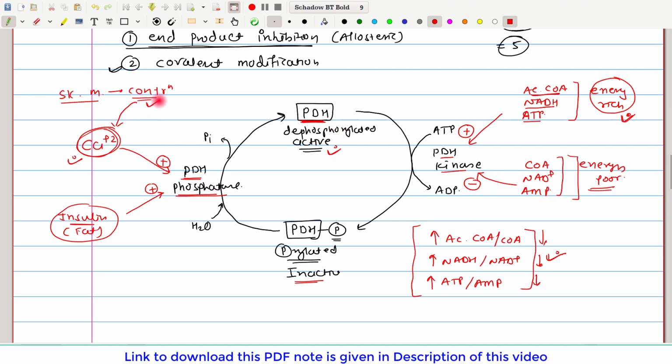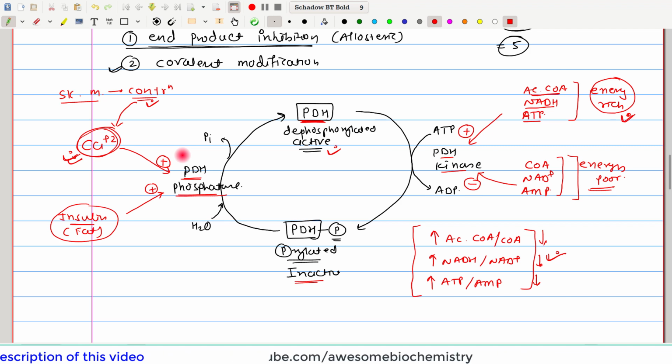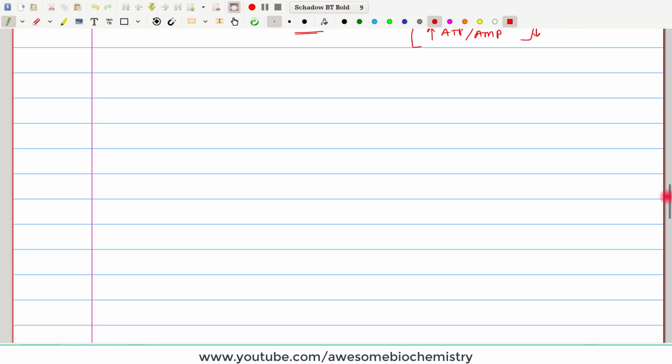So, when skeletal muscle contracts, it needs energy in the form of ATP. That is carried out by this calcium ion by stimulating PDH phosphatase. So, this is the regulation of the pyruvate dehydrogenase complex. Now, next we will see the biomedical significance, or biomedical importance. What is the biomedical importance of this pyruvate dehydrogenase?